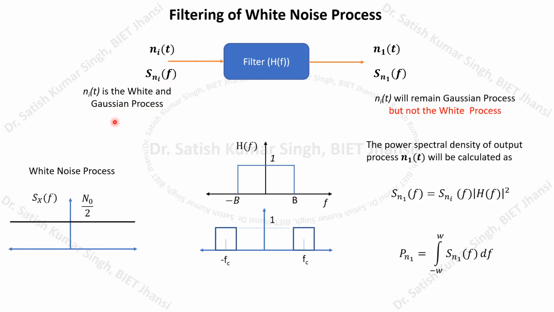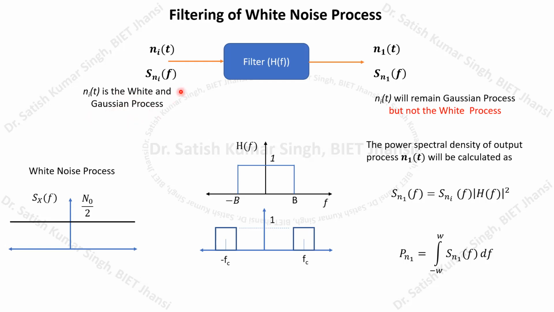In my previous lectures, I have already explained that Gaussian means it is related to the probability density function. The probability density function is Gaussian in nature, and the power spectral density function is white in nature. This is why we call it a white Gaussian process. I have also already given you the relationship.